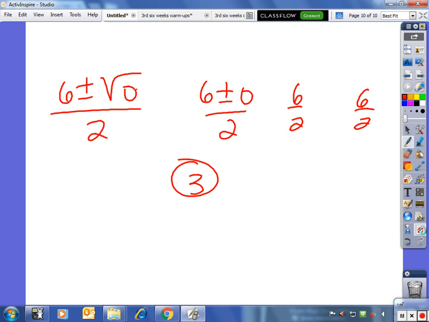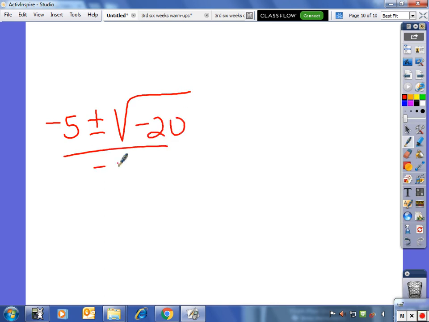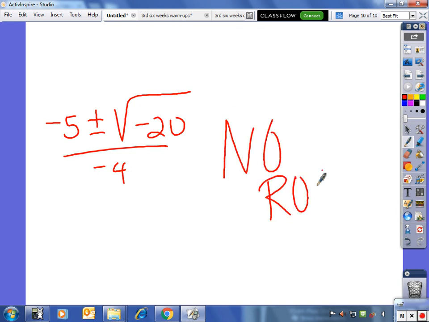And then this might also happen. Let's say you had something like this. -5 plus or minus the square root of -20 divided by -4. So what would you tell me there? Here's where you would tell me no roots. How can I tell this isn't going to have roots? Yeah, you can't take the square root of something negative. So those are the 4 possibilities that are going to happen to you on your homework.